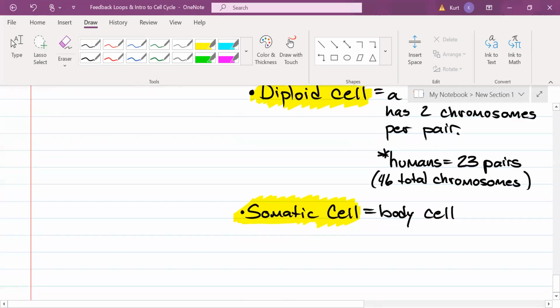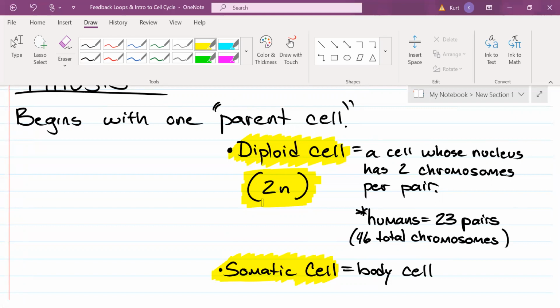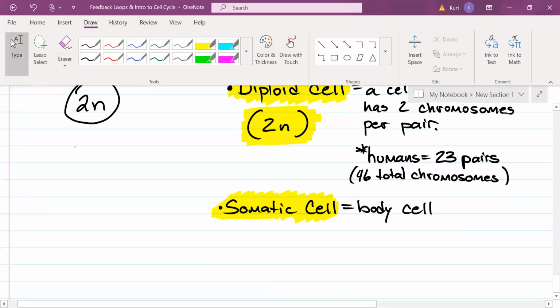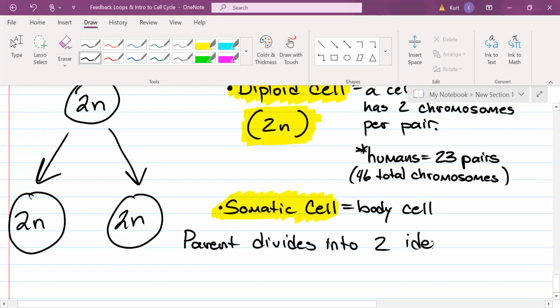Okay? And so this parent cell is going to divide. So I forgot to write this. The symbol for diploid is 2N. N means the minimum number of chromosomes that you need to survive. The minimum. You double that, you've got diploid. In fact, the prefix di means double. So we have a parent cell. There it is. The parent cell is going to go through 1 round of division, and it is going to form 2 identical daughter cells. The parent cell divides into 2 identical daughter cells.